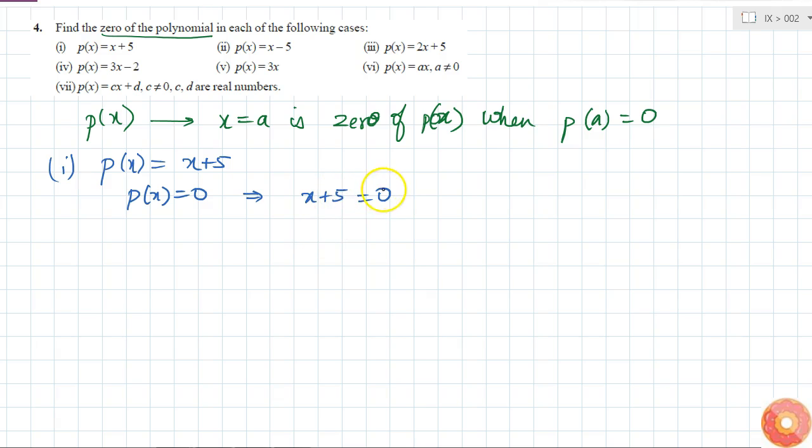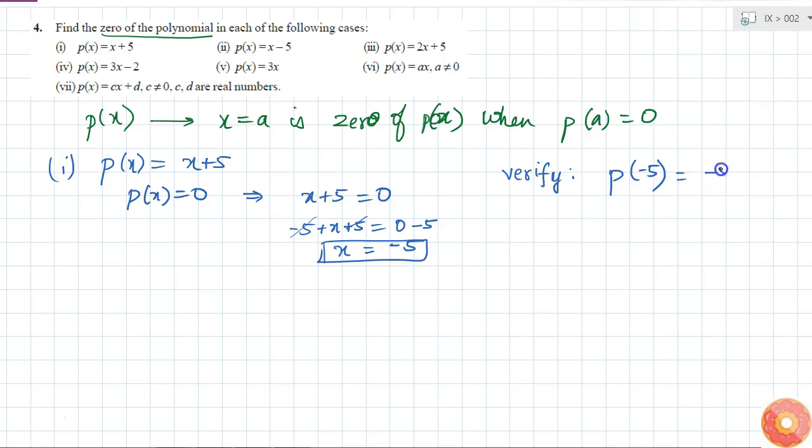Now if x plus 5 is equal to 0, I can add minus 5 on both sides. So minus 5 plus x plus 5 is equal to 0 minus 5. Minus 5 plus 5 is 0. So this means that x equal to minus 5 is the zero of this polynomial. You can as well verify it. Verification is to find p of minus 5. P of minus 5 is minus 5 plus 5, which is equal to 0.